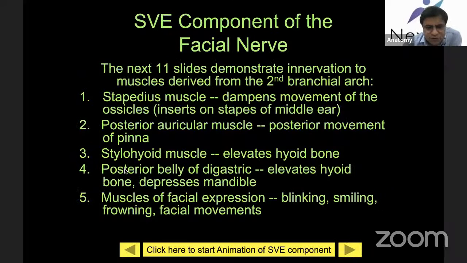Okay. So posterior is the digastric. It helps to elevate the hyoid bone as well as depress the mandible. Then the muscles of facial expression help in blinking, smiling, frowning, and facial movements. So each of these movements you will find here.